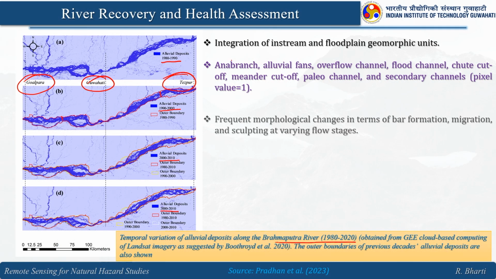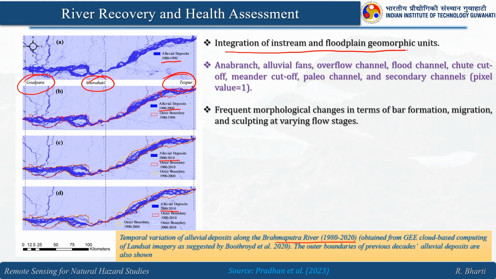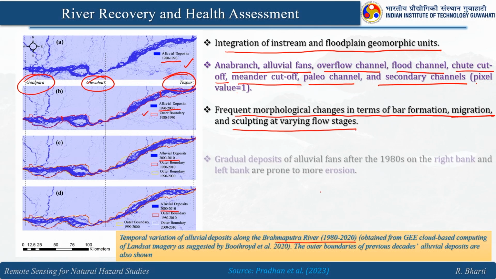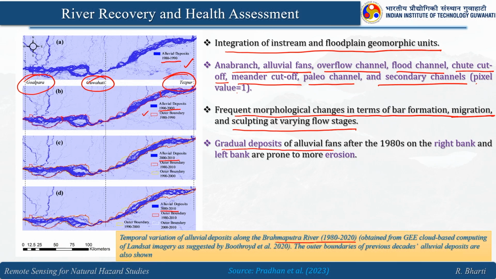Here, the integration of in-stream and floodplain geomorphic units is given. Anabranch, alluvial fans, overflow channel, flood channel, chute, cutoff, meander cutoff, paleo channel, and secondary channels are available here. The pixel value greater than 1 concept we have used. Frequent morphological changes are seen in terms of bar formation, migration and sculpting at varying flow stages. Then there is gradual deposition of alluvial fan after the 1980s on the right bank, and the left bank is prone to more erosion.